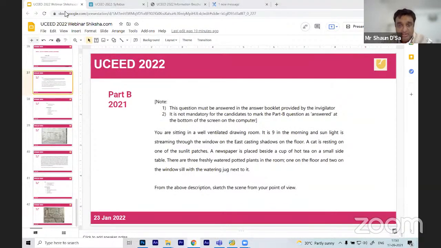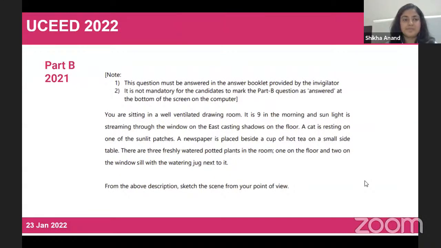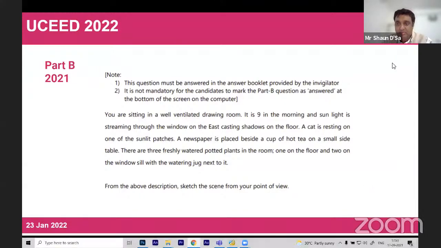So last year the question asked was this. You can see my screen, Shika, the PPT? Yeah. Okay, so there was a question where you are sitting in a ventilated room. It is 9 o'clock in the morning and the sunlight is coming through your window on the east, casting shadows on the floor. A cat is resting on one of the sunlight patches. A newspaper is placed beside a cup of hot tea on one small side table. There are 3 freshly potted plants in the room, 1 on the floor and 2 on the windowsill, and there's a watering jug next to it.